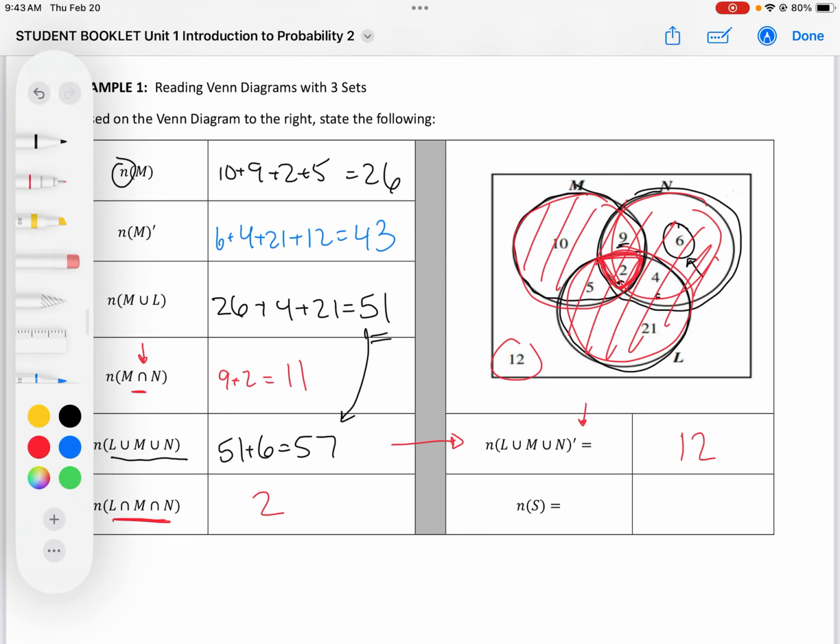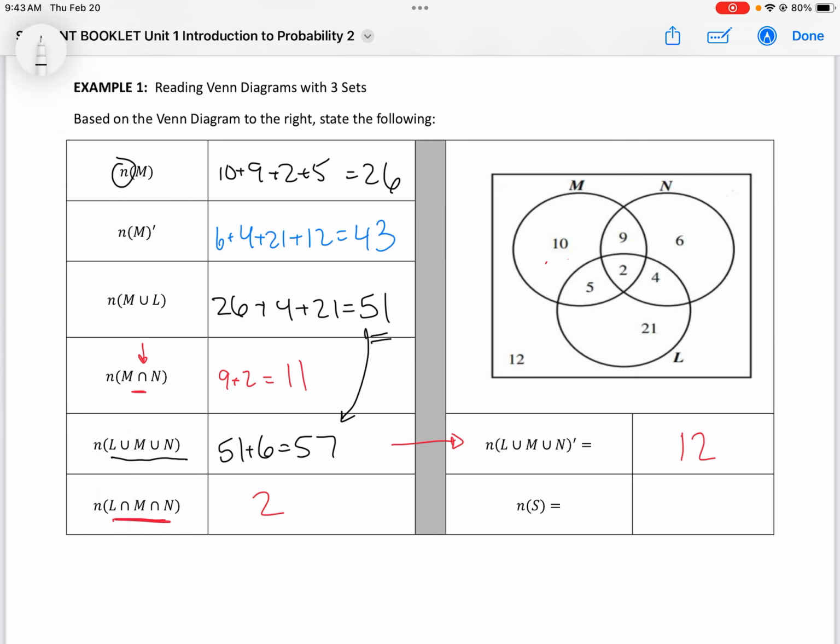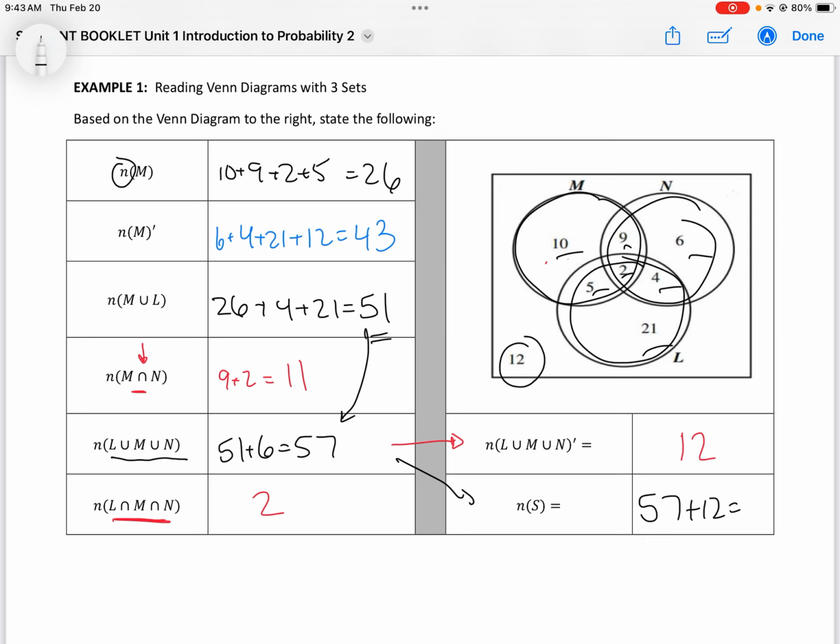Okay. And the last one, what is the number in the universal set? So we actually already did a lot of this legwork, M, N, and L. And you can go over this and do 10 plus 9 plus 2 plus 5 plus 4 plus 21 plus 6. But we've already done that. It was 57. But then we also have to add this 12, because as long as it's in this box, it represents our universal set. So we get 69.